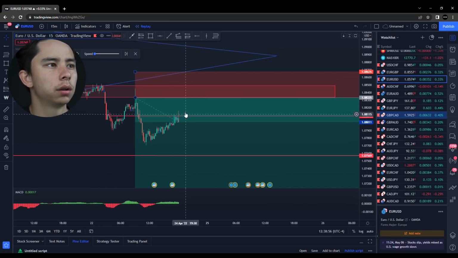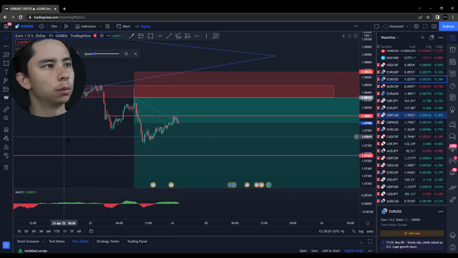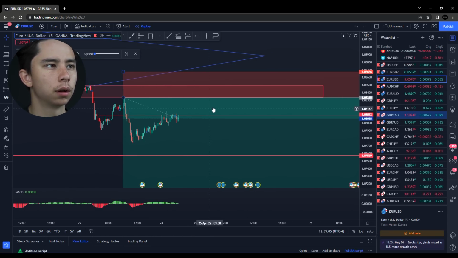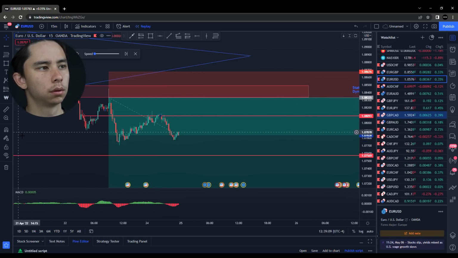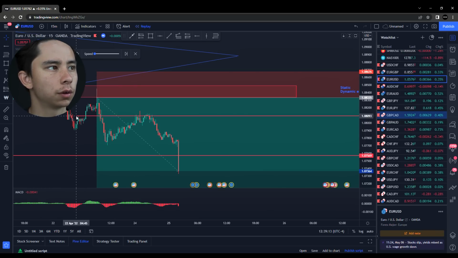Okay, so we've seen a lot of resistance. See, price isn't really closing above here. So if we see a significant close above this area, then I will close my trade. But as you can see, price never closed above here because we had this structure going on here.